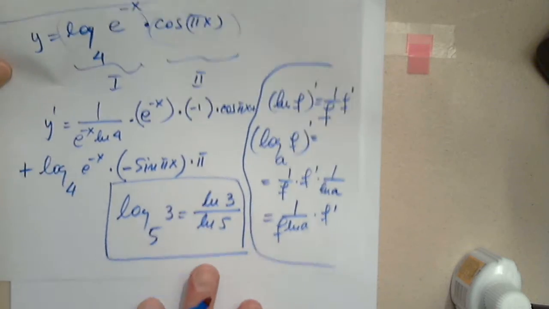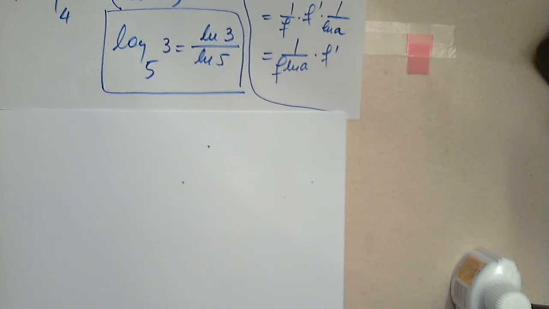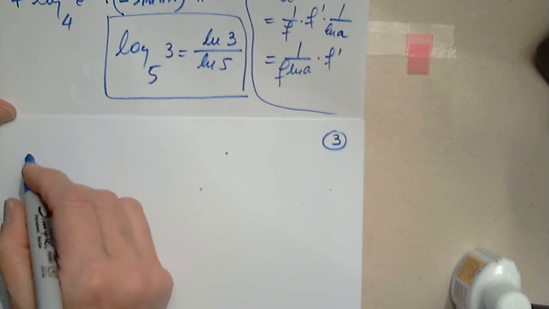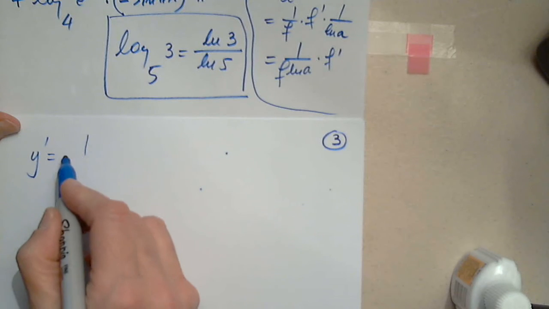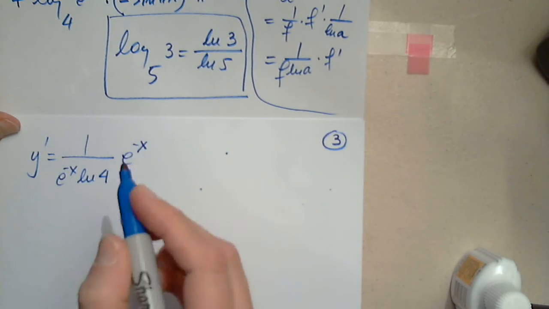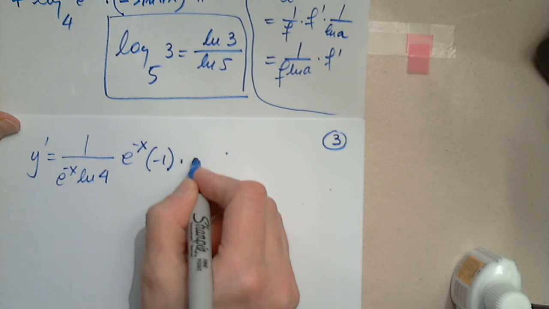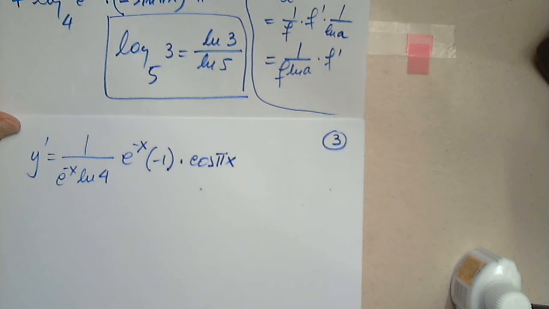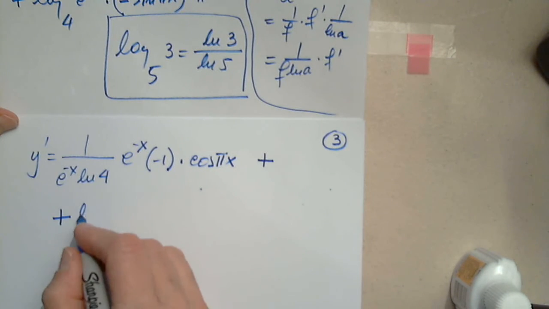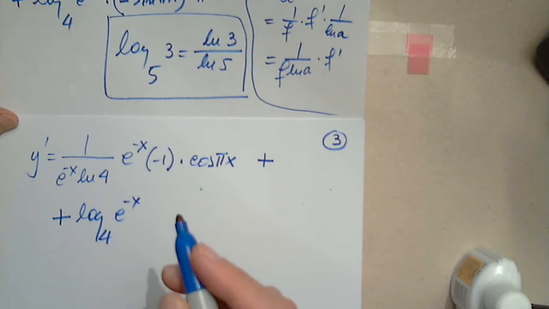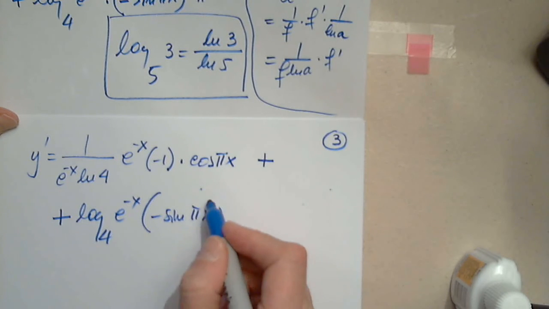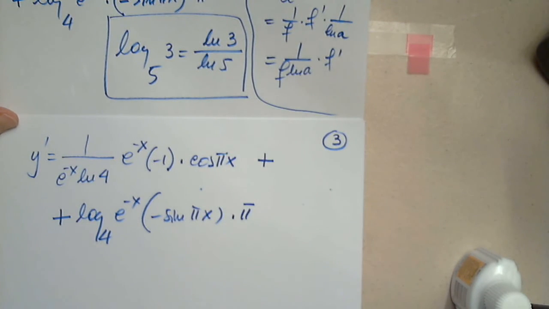So I'm going to write it one more time from scratch for everyone to understand what I'm doing. So y prime equals 1 over e to negative x natural log 4, e to negative x times negative 1 and times cosine pi x. Plus, I copy the first function and times negative sine pi x, which is cosine prime, but times the inner function prime, which is pi.